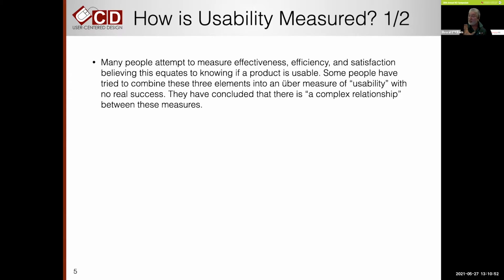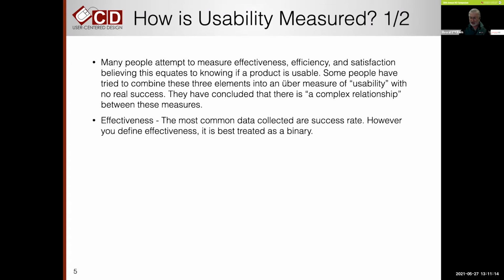Some people have tried to combine them together and come up with some uber measure where you weight each one, but they've concluded that the relationship between effectiveness, efficiency, and satisfaction is what they call complex. Well, the reason it's complex is in some cases they're almost independent of each other. And so we need to look at what these mean.